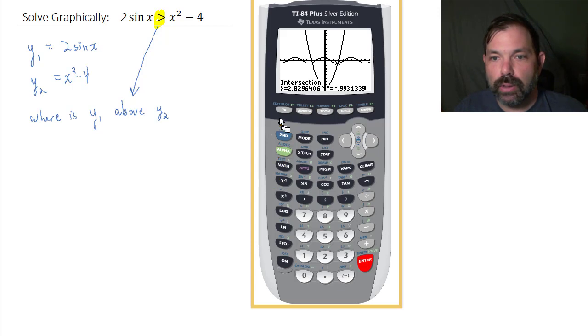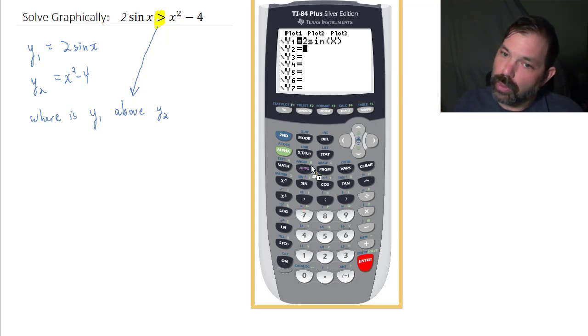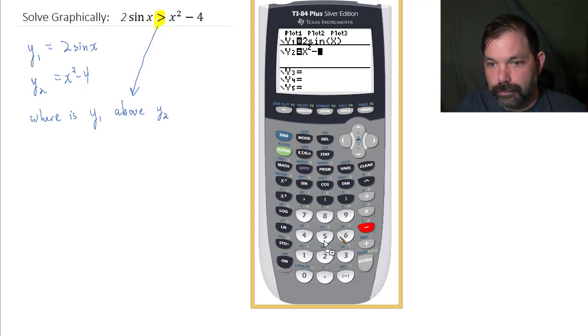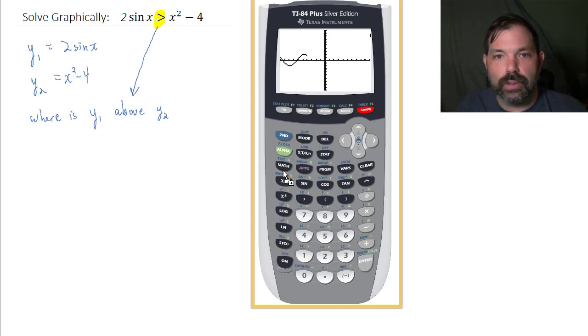Let me bring up my calculator, clear out the old stuff. The y1 is 2 sine x. The y2 is x squared minus 4. I'm just going to graph that in the standard window. There's the 2 sine x. And there is the x squared minus 4.